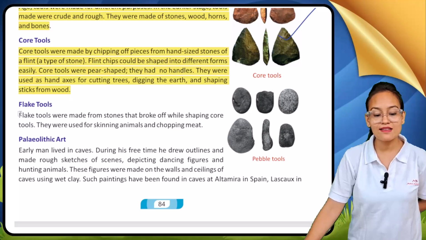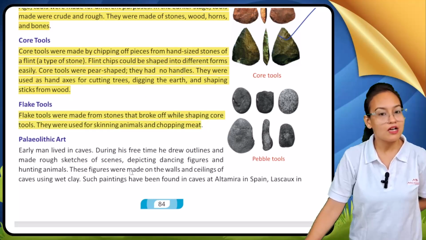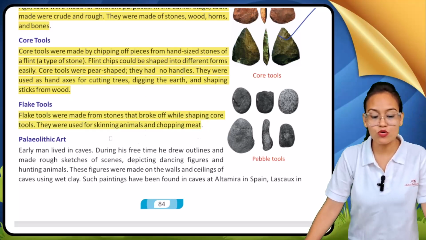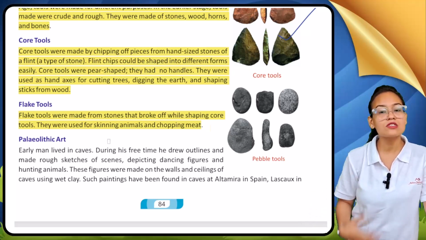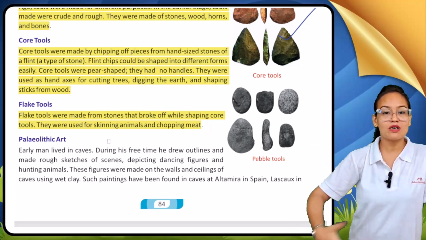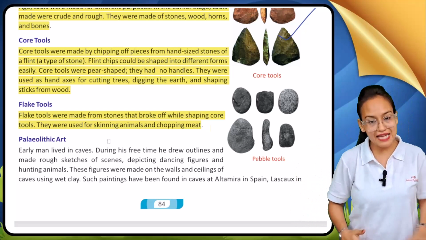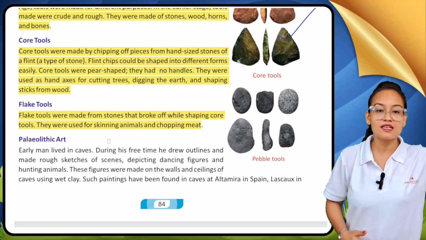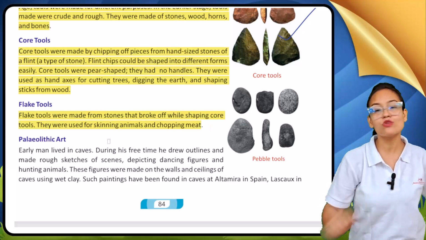Flake tools were another type of tool they used. And why did they use flake tools? To cut meat. For eating purposes they used to cut meat, and they also used to tear the skin of the animal. That's why they used flake tools.